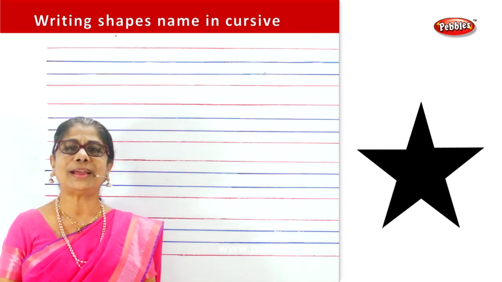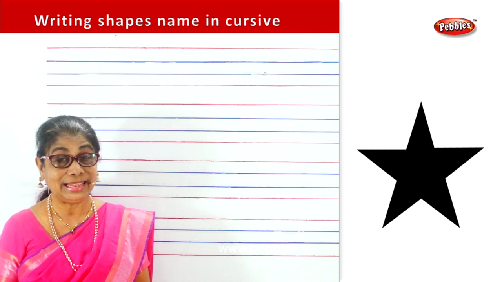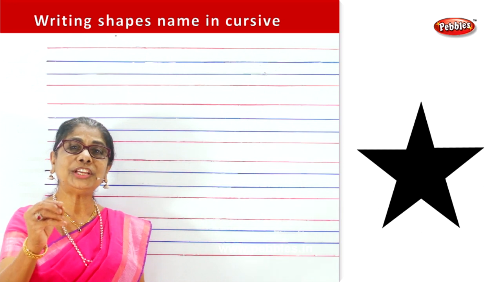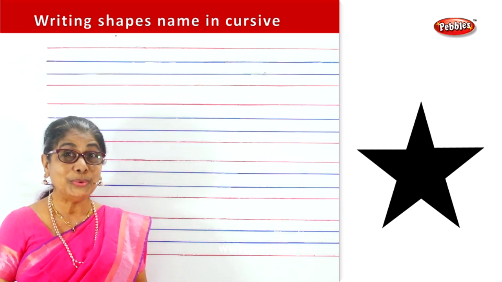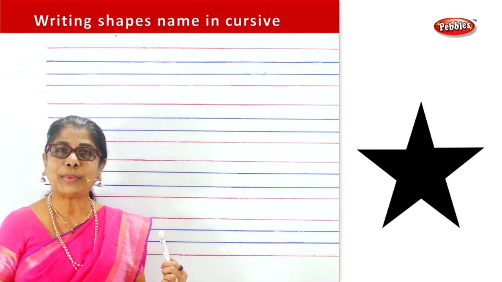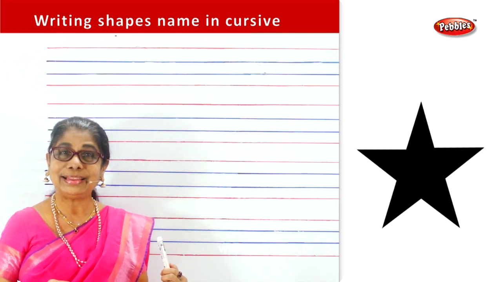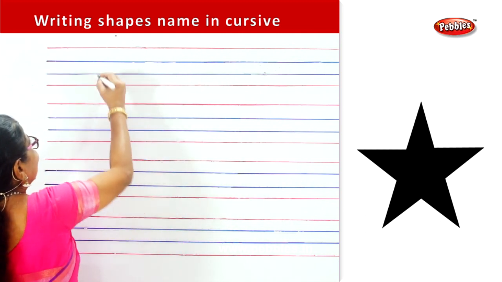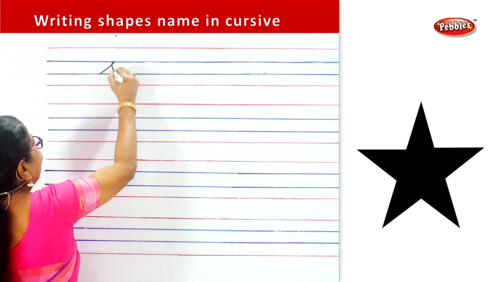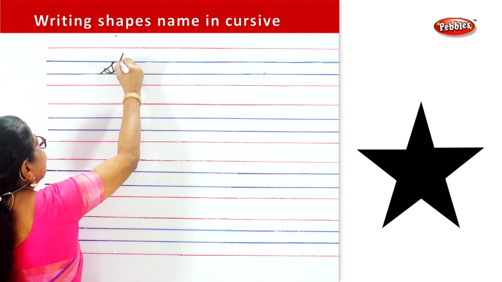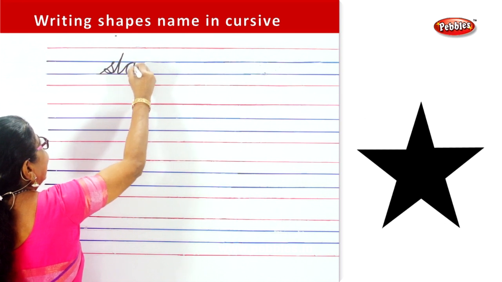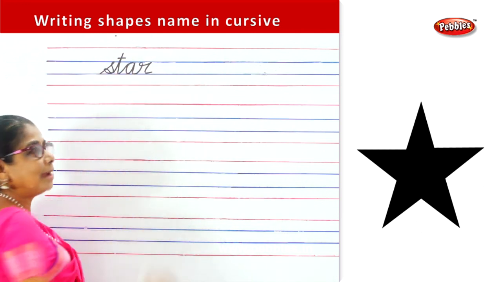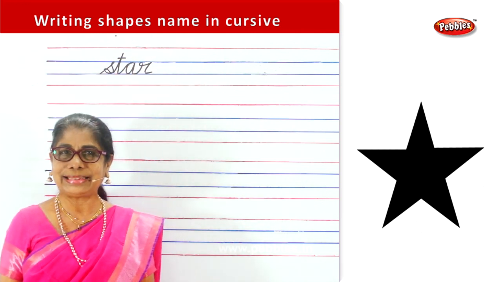What is the spelling of star? S-T-A-R, star. When does your teacher give you a star in your notebook? When you write perfectly. So we're going to write the spelling, joining the letters correctly. You also practice to get a star. Good. Star. Shall we write the S capital?